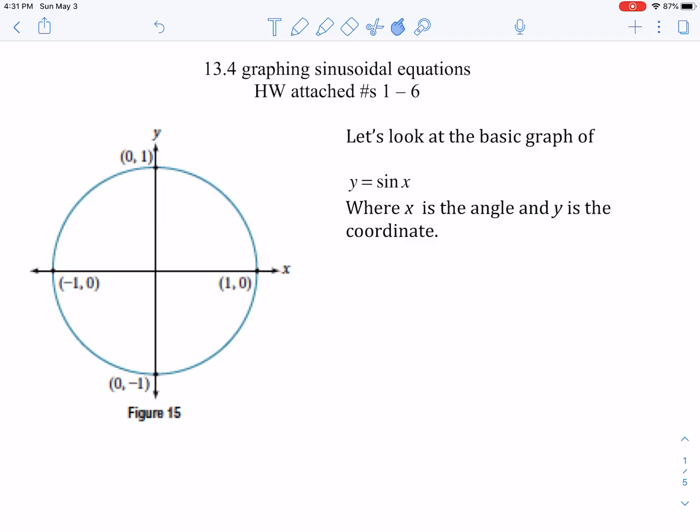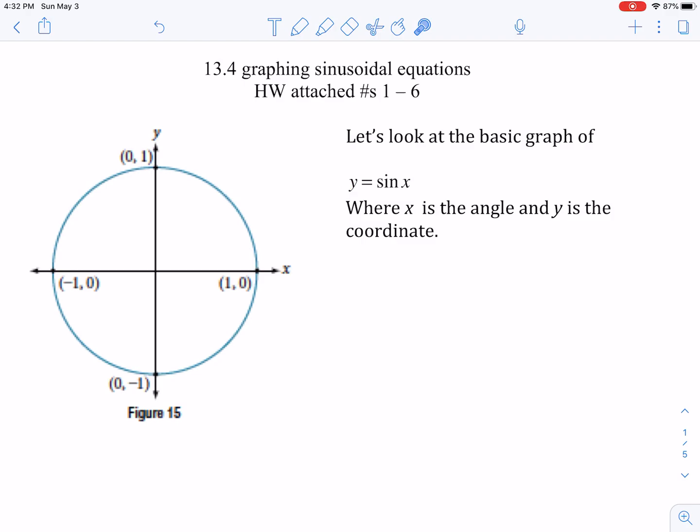We're going to take a look at graphing sinusoidal equations. Okay? And the first thing we're going to do is take a look at how these are set up. These are set up by looking at where the x value right here is the angle measure and the y value is the output, which is the coordinate.